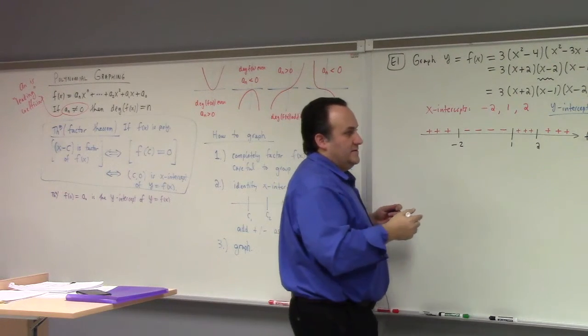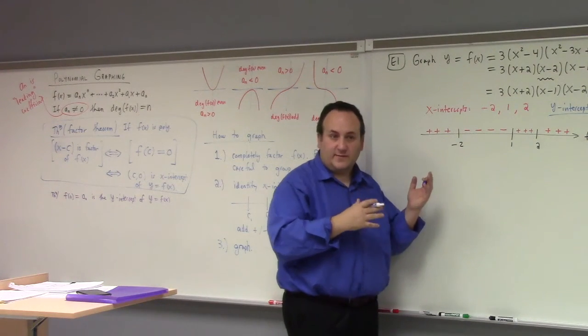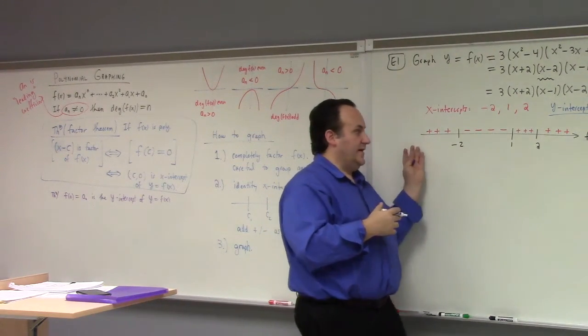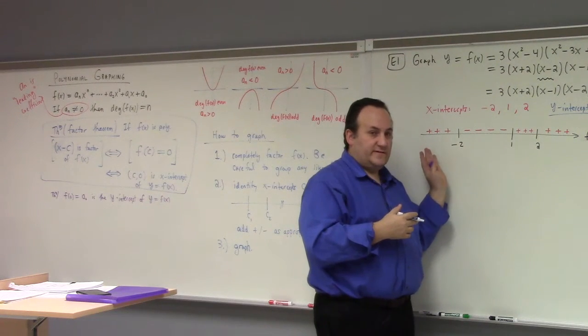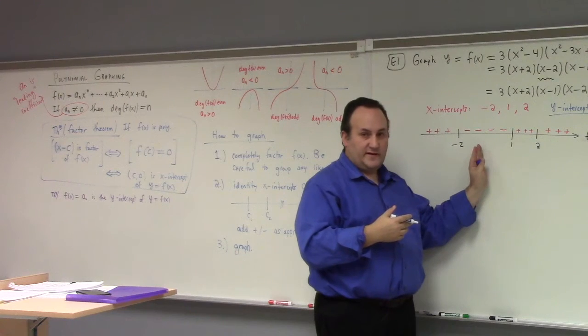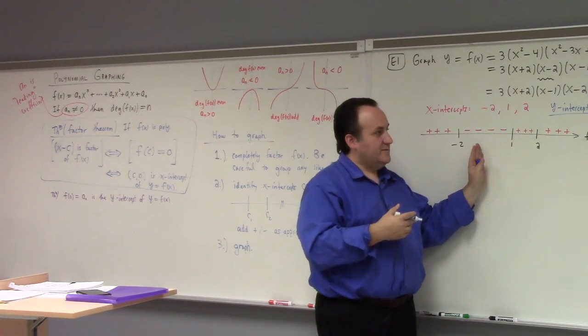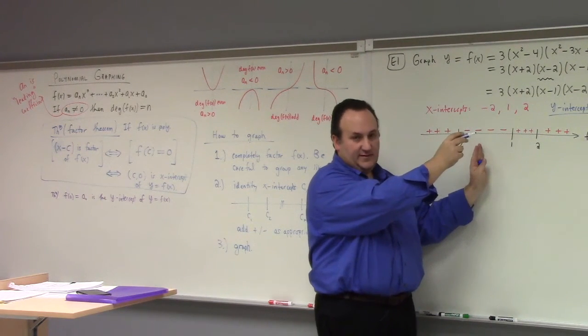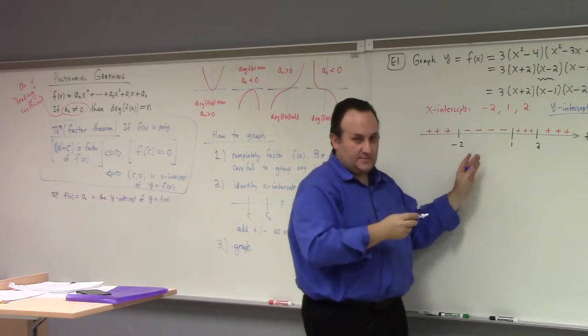Does that make sense? Does that double check my number line? Where does 0 live in the number line? 0 lives between the negative and the positive. It's right in here. Is the value of the function supposed to be negative? It is. Good. Double checks.